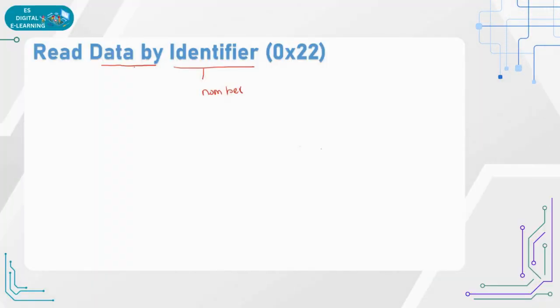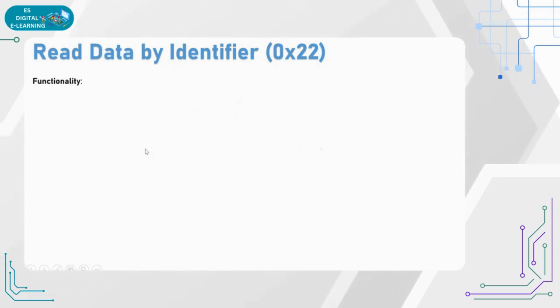Read by identifier means it will read the data with the help of the ID number. Whatever data is present in the ID, that is what it will read. So that is read by identifier, and we'll discuss a few things.